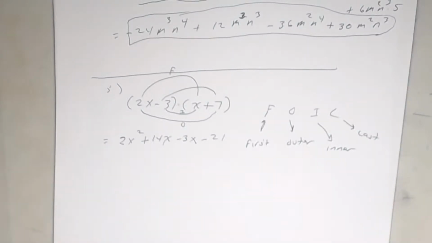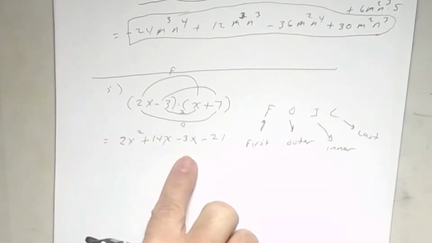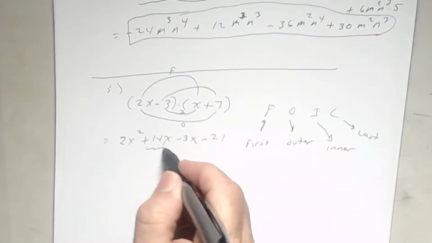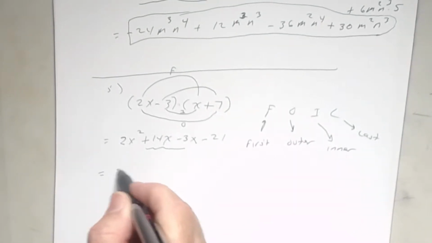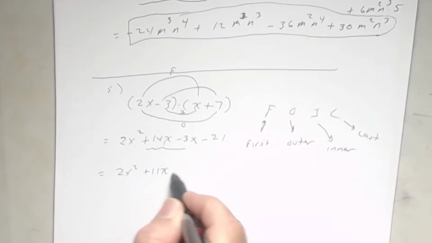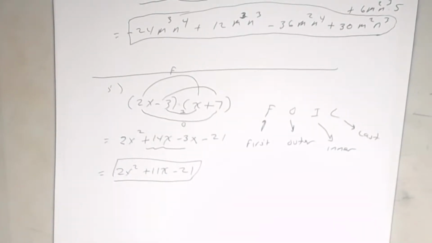Minus 3x minus 2y. All right, so you're going to get these four terms, and then you're going to combine your like terms. So which of these can I combine? 14x minus 3x, 11x. All right, so 2x squared. What's 14x and negative 3x? 11x. Plus 11x. And then minus 21.